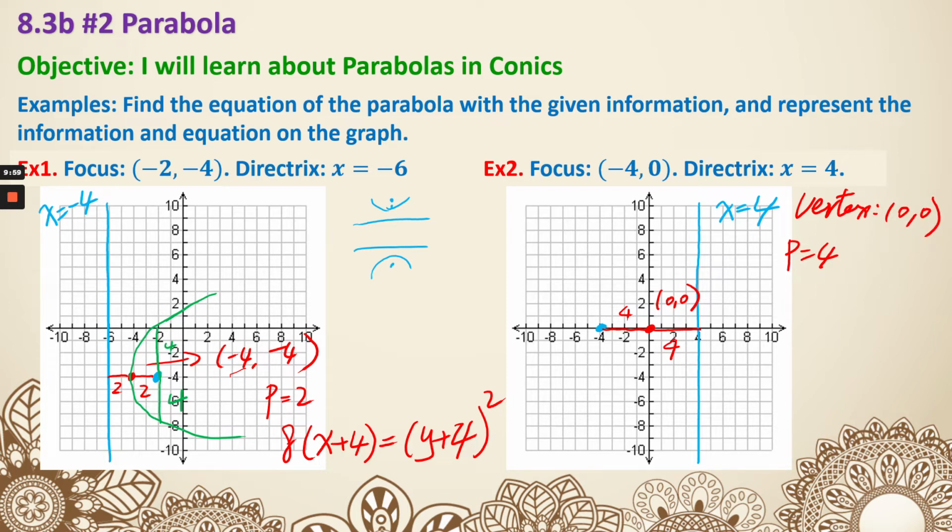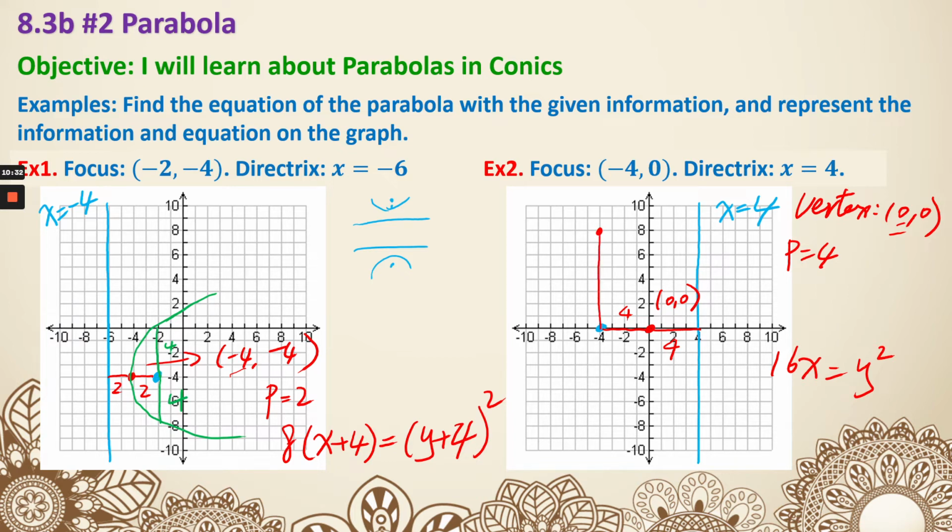I highly recommend you write this information down before you try to find the equation, because it's going to be helpful. Now it's time to write our equation. It's 4px, so 16x. The reason I'm just writing x is because the x-coordinate is a 0 for the vertex. X minus 0 is just x. On the right side, y minus 0 then squared is just y squared. Now to draw my graph, p is 4. That means on each side of the focus, we are going to have 8. So that's where the focal chord will be.